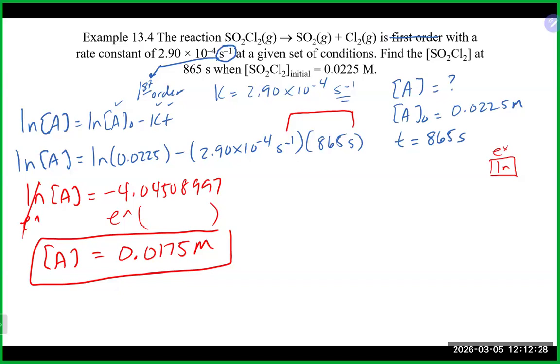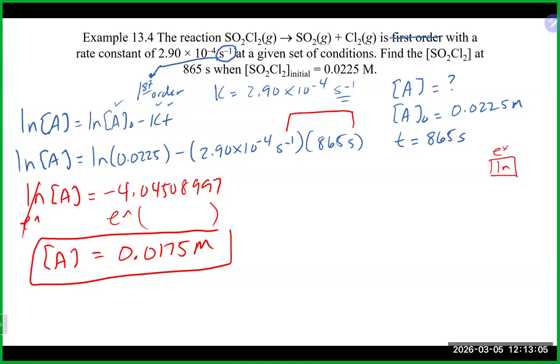A couple of things should make sense here. The concentration is decreasing with time, so if you ended up with a higher concentration than you started with, you're going in the wrong direction, and something did not go right. Also, for this reaction, based on the rate constant, it takes about 2,300 seconds or so to go through a half-life. At 865 seconds, it is less than one half-life, so our answer should be higher than half of the initial value, which it is. So we're all good in this case.